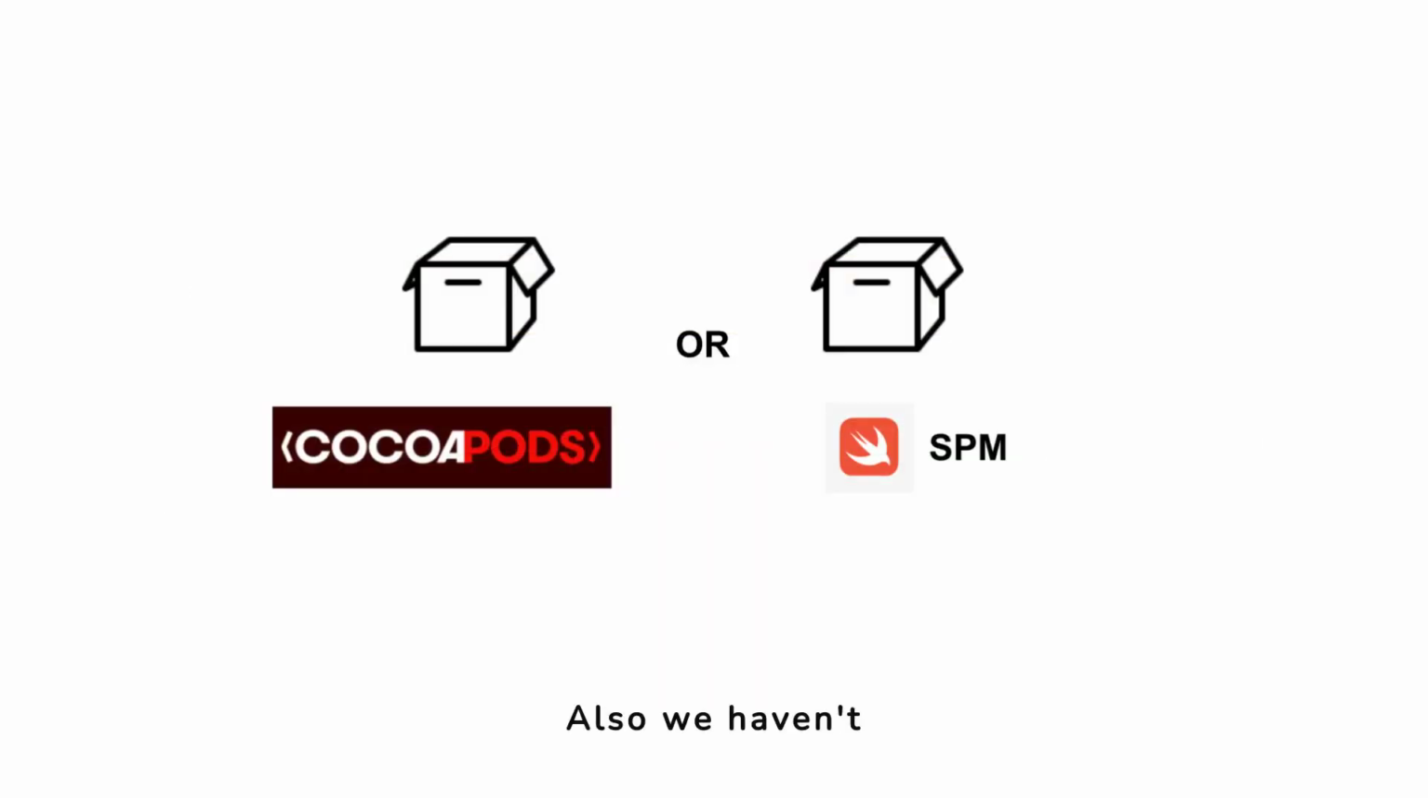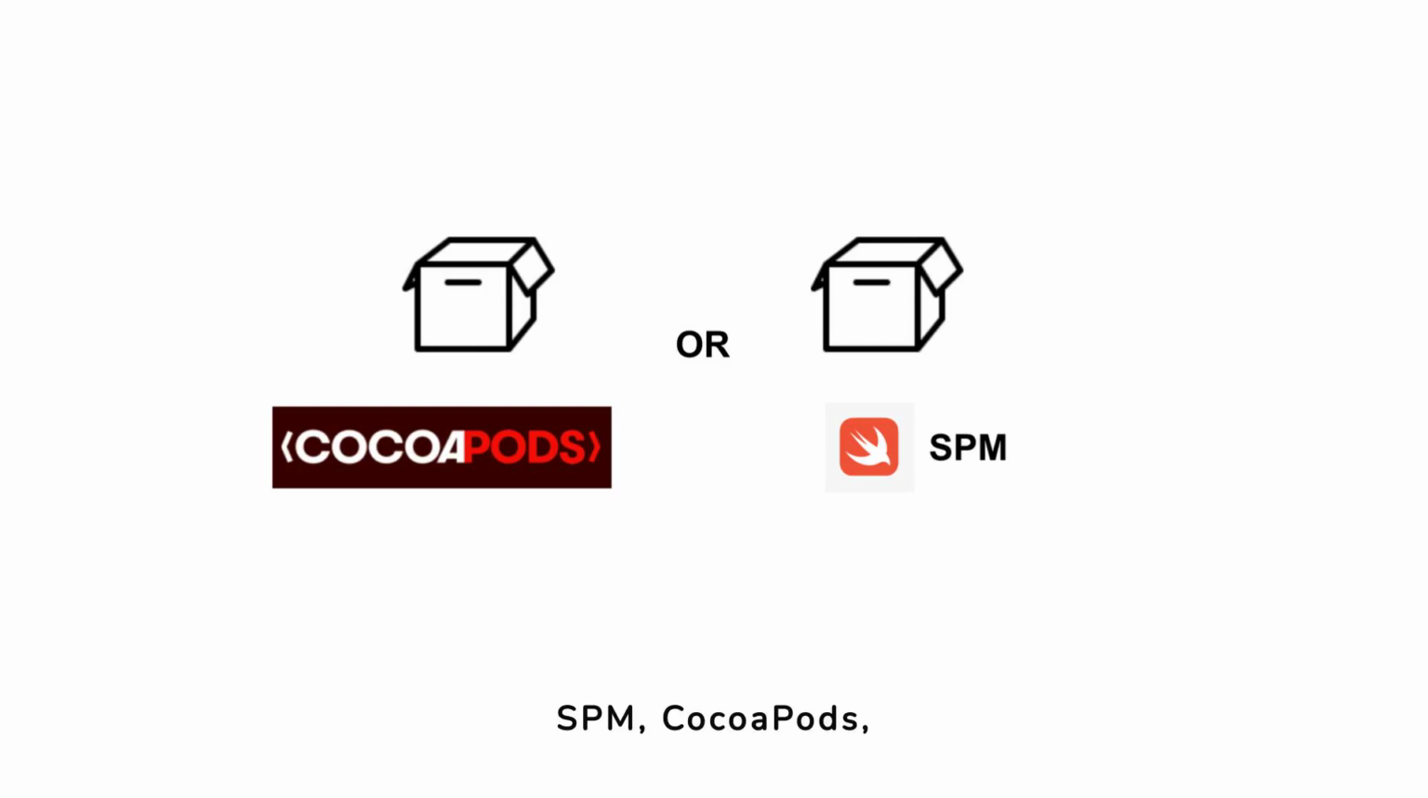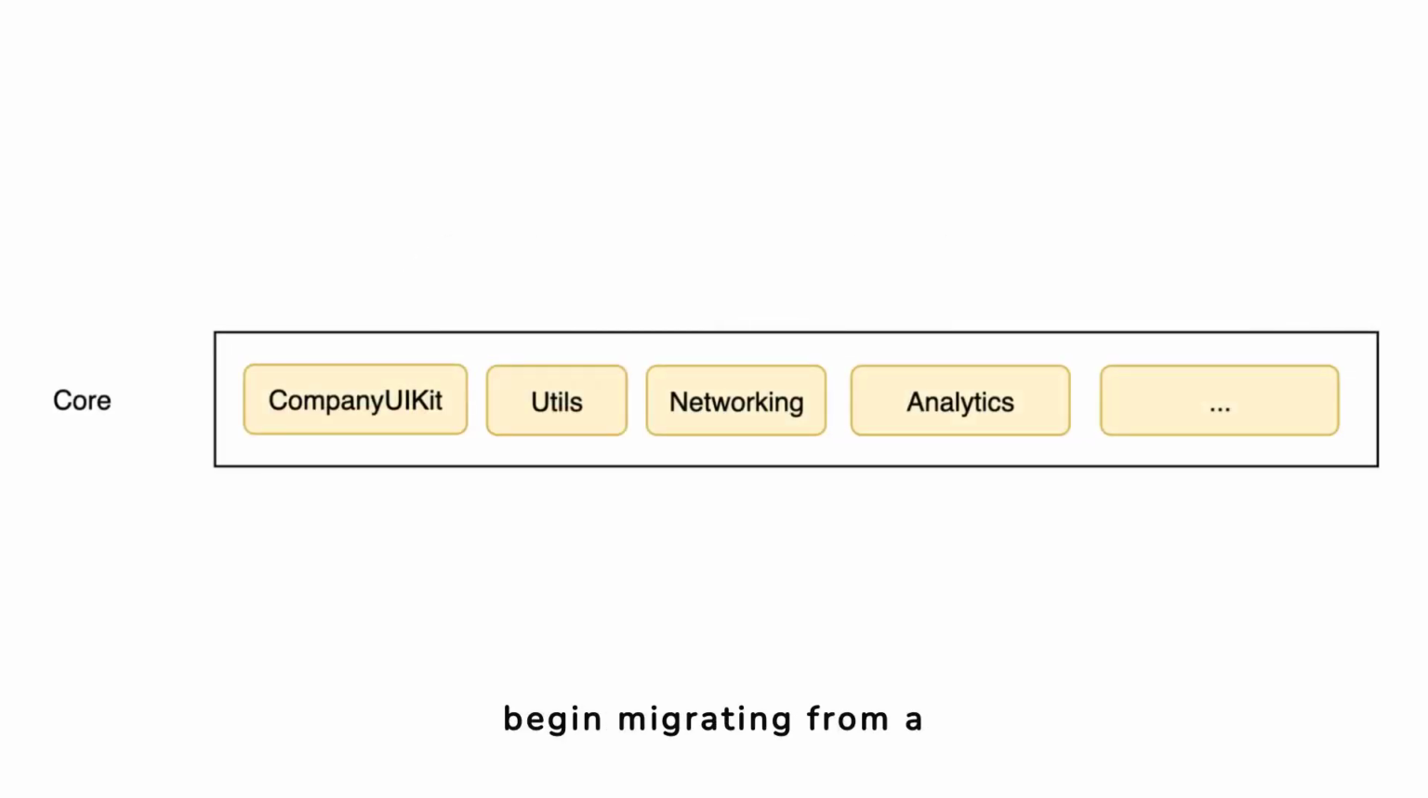Also, we haven't specified the method of implementing modularity, whether it's through SPM, CocoaPods, or any other means, because in reality, it doesn't matter for the modularization strategy we're discussing here. You're free to choose whichever method you prefer. So now you're ready to begin migrating from a monolithic to a modular structure. Logically, the first step is to migrate the core modules.